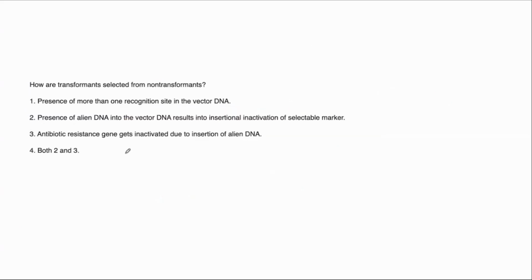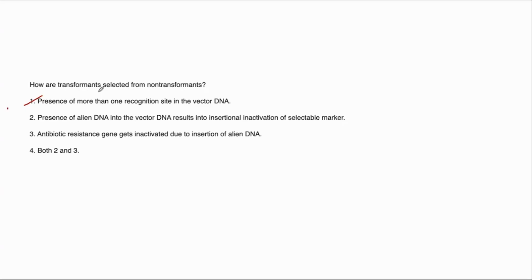So this will be the last question, and after this, we'll be moving on to part 2. The question is, how are transformants selected from non-transformants? First is presence of more than one recognition site in the vector DNA. Second, presence of alien DNA in a vector DNA resulting in insertional inactivation of the selectable marker. Now, antibiotic resistance genes get inactivated due to the insertion of alien DNA. Both 2 and 3.